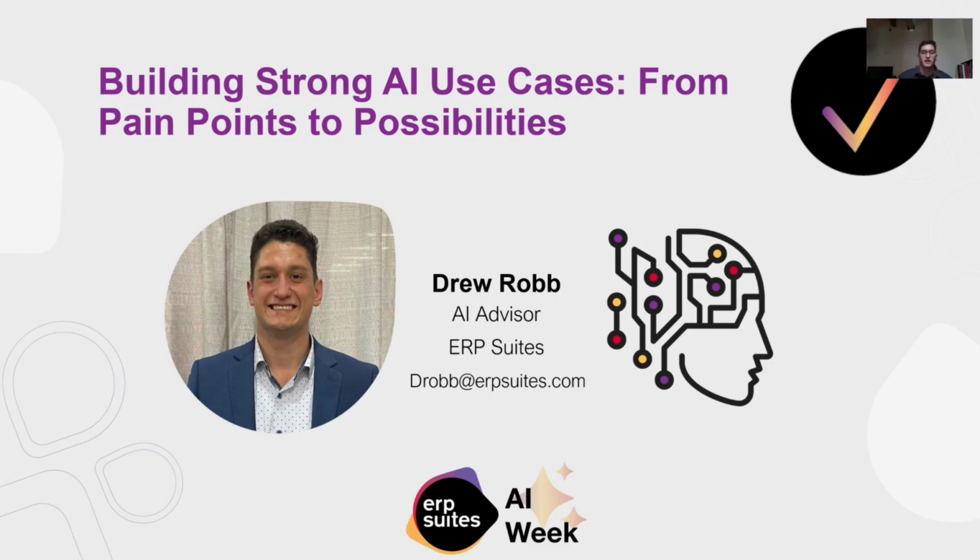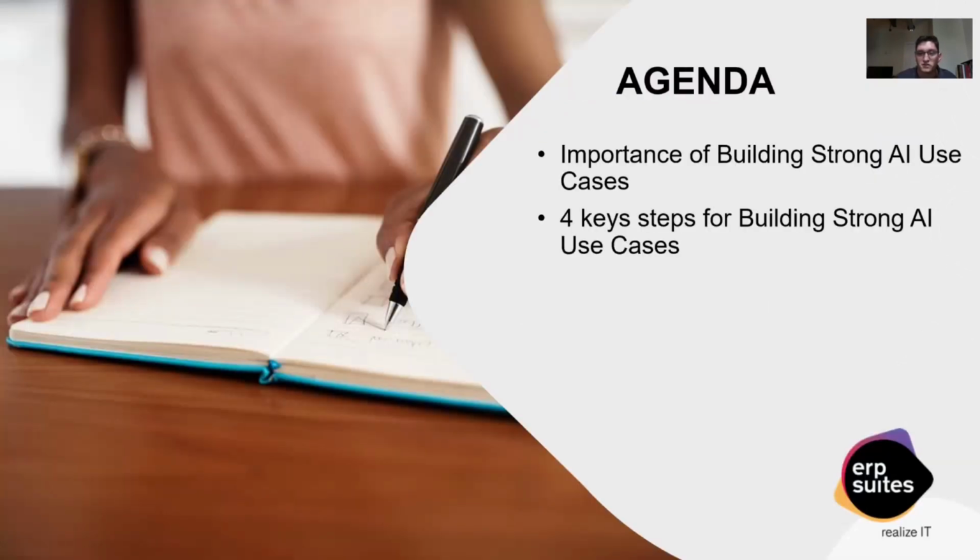Pretty short agenda today. The first thing is the importance of building a strong AI use case. Why is this such an important thing? Why is it so important in our AI journey? The first part is really education, getting people educated on AI system services. I did an AI 101 session yesterday, so that's really the groundwork.